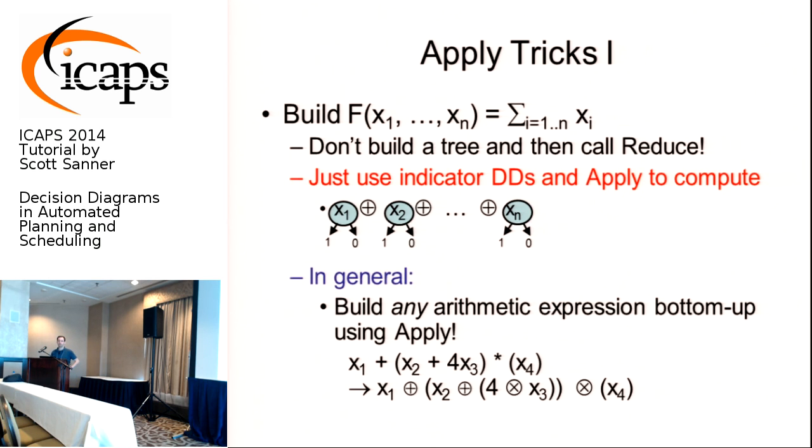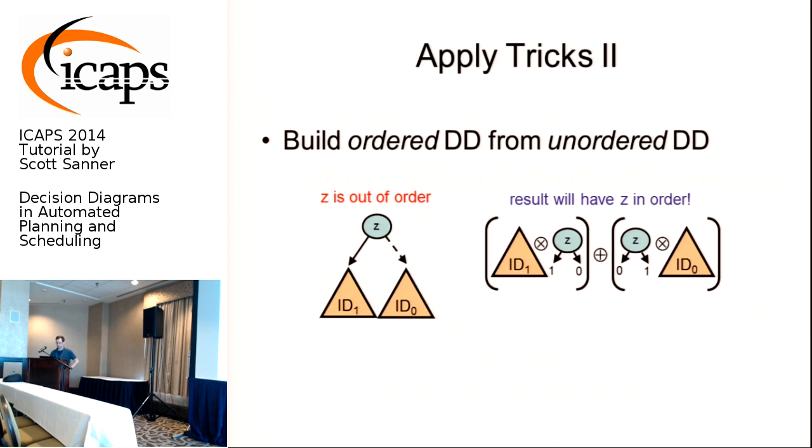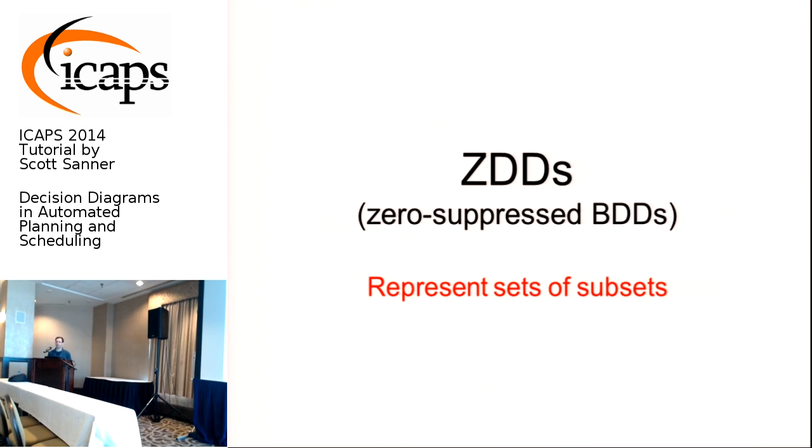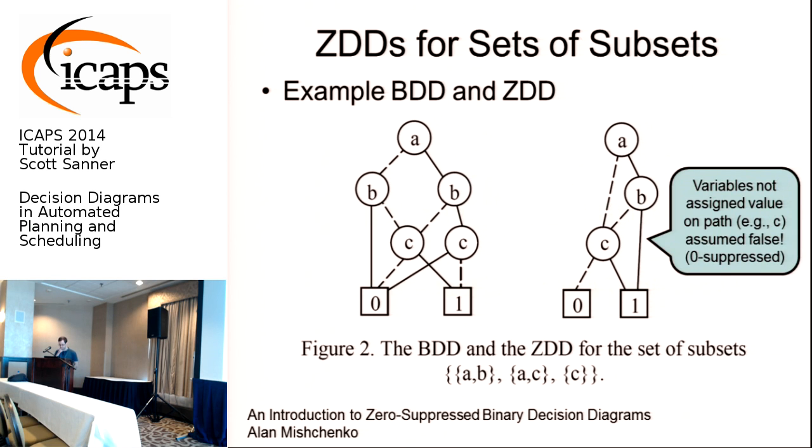Any other questions? OK, so there are these things called zero-expressed BDDs. If you've heard of them, you may also have heard that they're really useful for doing set operations. And the question is, why is that? First of all, what are they? And second of all, why is that?